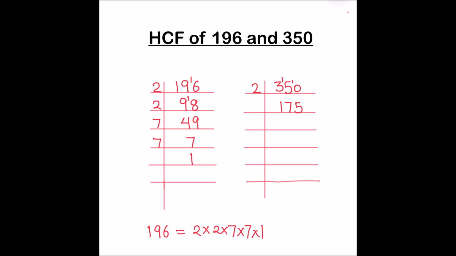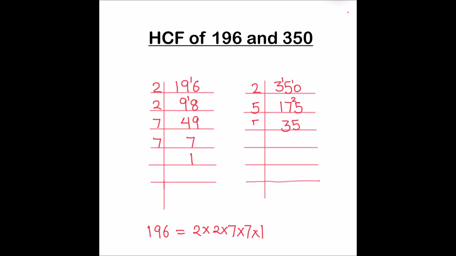Now 175 is an odd number. It is not fully divisible by 2. Nor is it divisible by 3. So we'll use 5 to divide 175. 5 times 3 is 15. 2 is remainder. This becomes 25. 5 times 5 is 25.